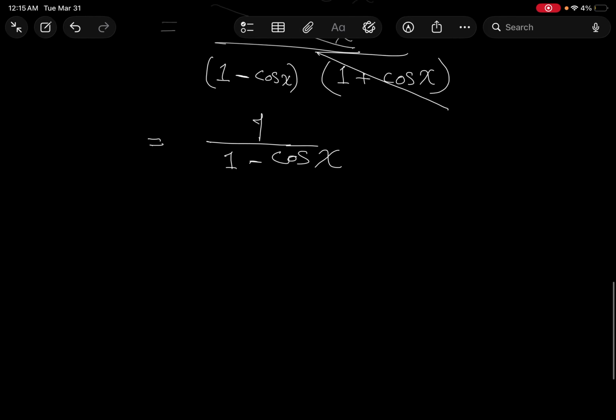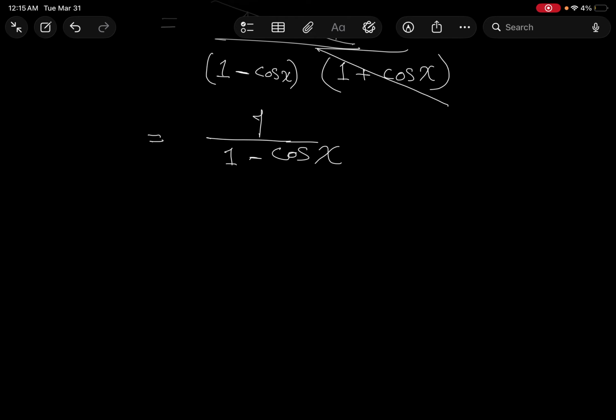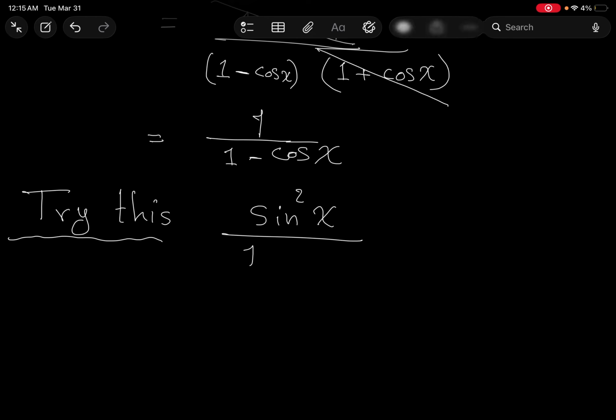So guys, I'm going to give you homework. Try this: write the expression sine squared x over 1 minus cosine x in terms of a single trigonometric ratio. You should write it in a trigonometric ratio, please guys.